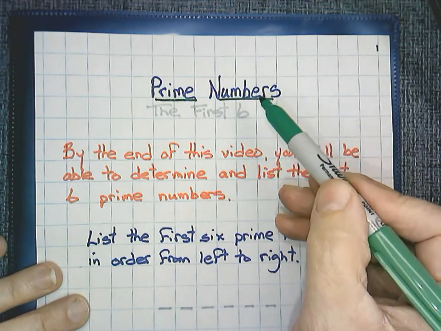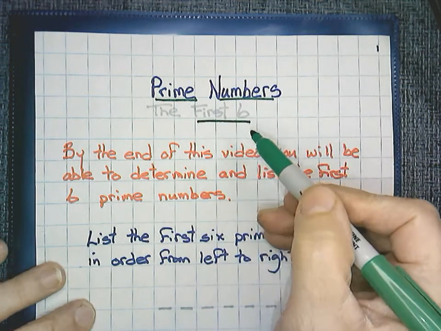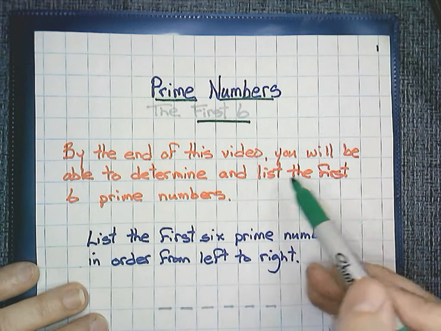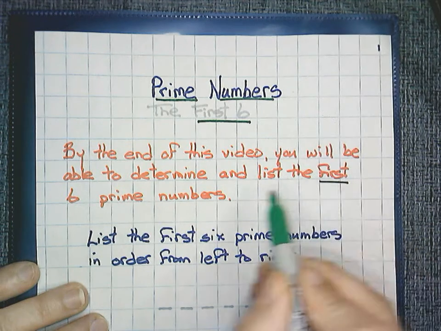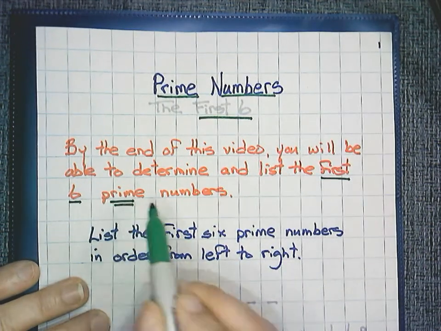Our topic today is something called prime numbers. There's actually a lot of prime numbers, but our lesson today is going to focus on the first 6 prime numbers. By the end of this video, you will be able to determine and list the first 6 prime numbers.